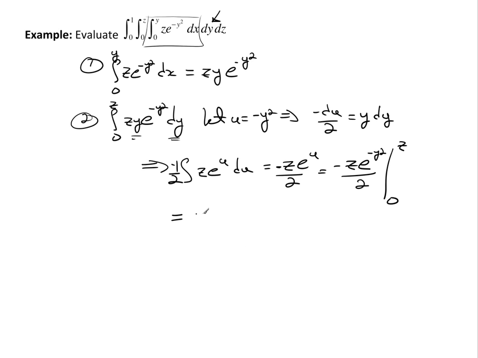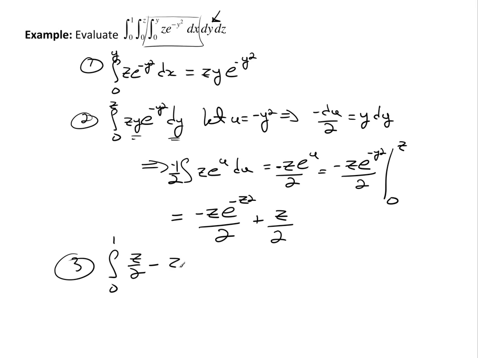which will just give me negative z e to the negative z squared over 2 minus minus, so I'll say plus z at 0, this is just going to be 1, so this is simply going to be z over 2. So now I need to work out this third piece, which is the integral from 0 to 1 of z over 2 minus z times e to the negative z squared over 2, finally dz.